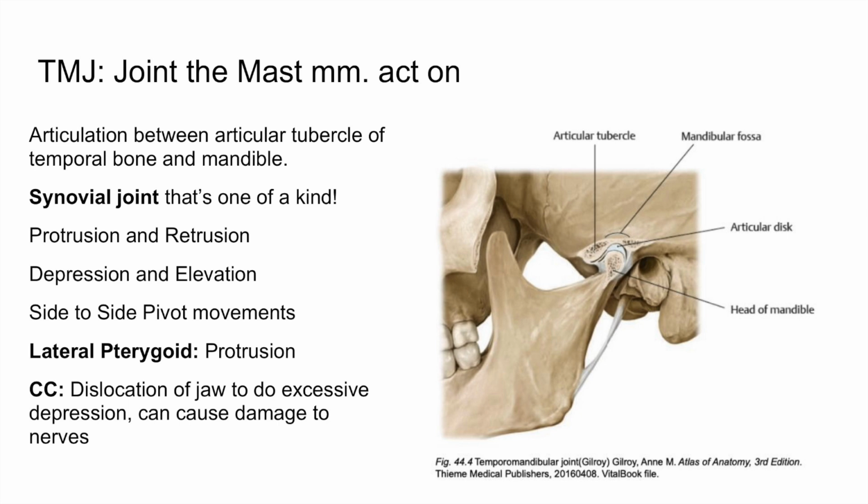In this situation, the mandibular head can slip anteriorly past the articular tubercle and get stuck, making it difficult for the mouth to close. Because of the proximity of important nerves, particularly branches of V3, dislocation or inflammation of the TMJ can lead to pain that radiates to the ear or temporal region.